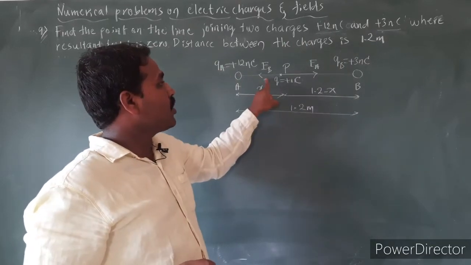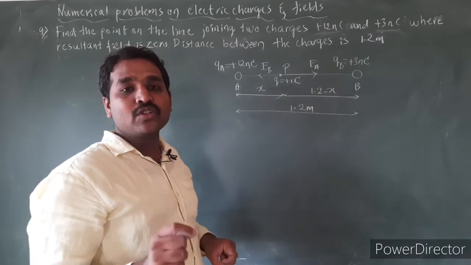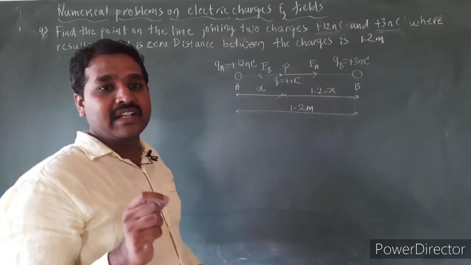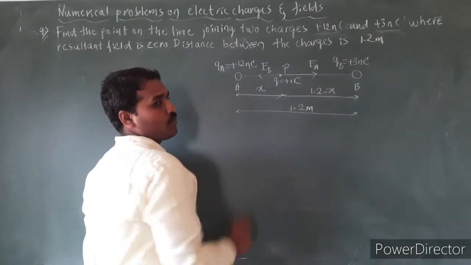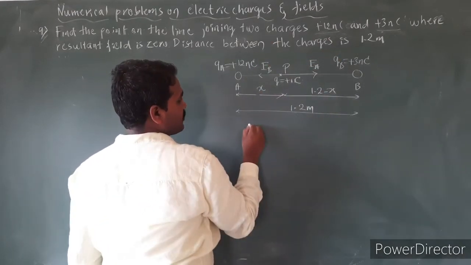We can clearly observe that both electric fields are in opposite directions; only then can we get the net resultant electric field equal to 0. So now they have given that the resultant electric field is equal to 0.